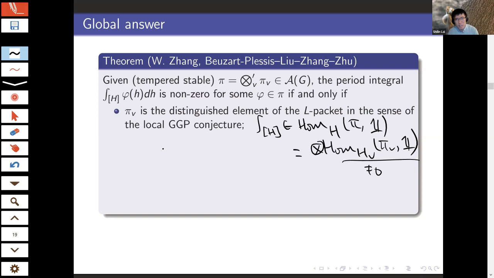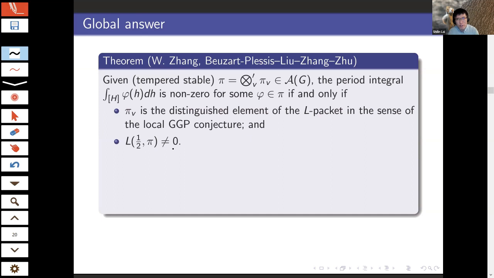There is a global obstruction, which is that this central value of the L-function does not vanish. And this is a Rankin-Selberg L-function for GL_n of the imaginary quadratic field. So we implicitly need to use the base change of pi.